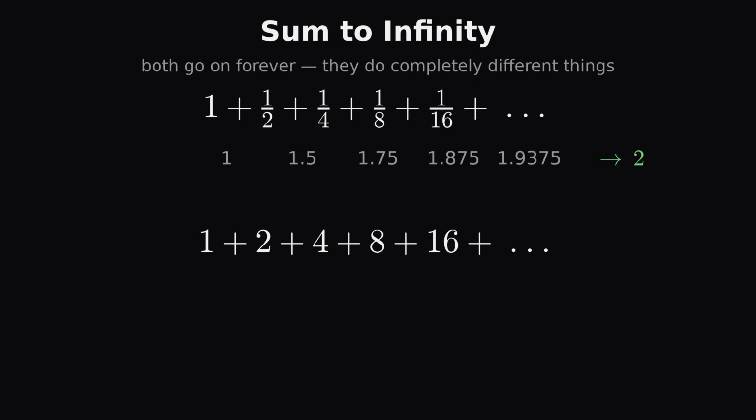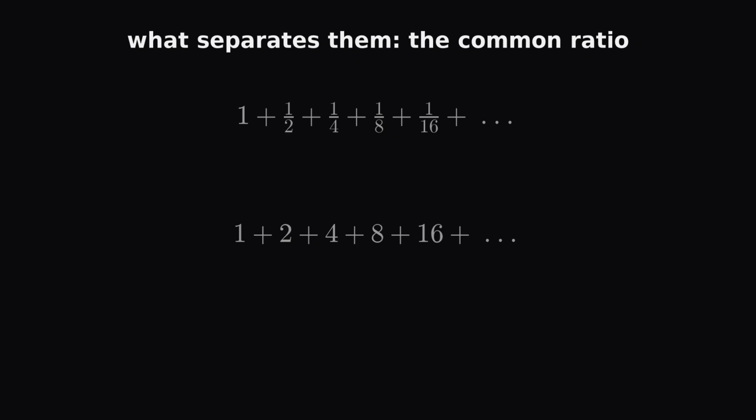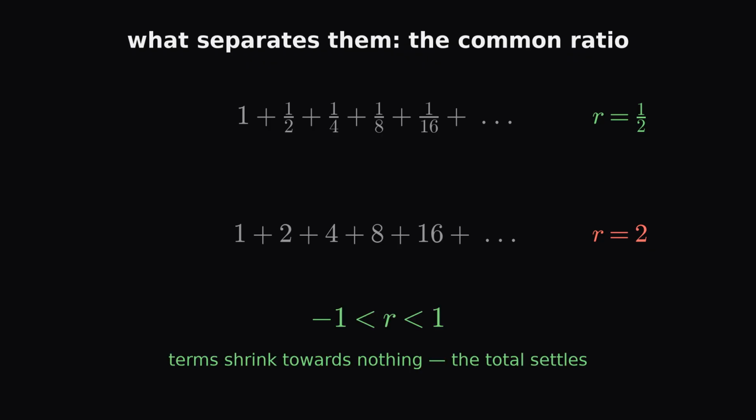Now the bottom one. 1, 3, 7, 15, 31. That one just runs away. It has no total. So what separates them? It's the common ratio. On the top, r is a half. On the bottom, r is 2.